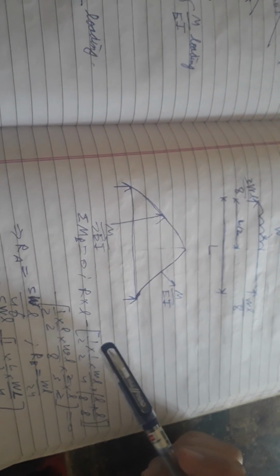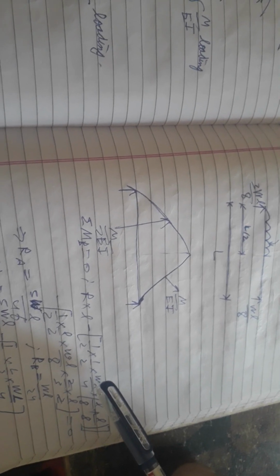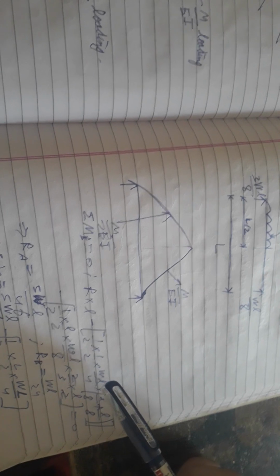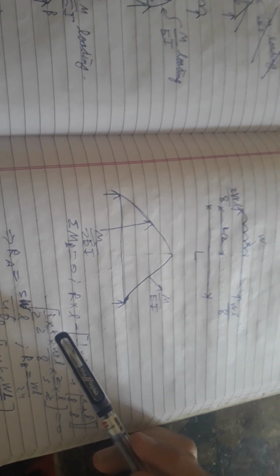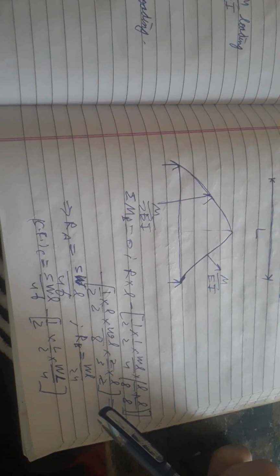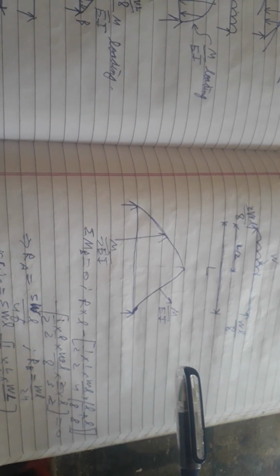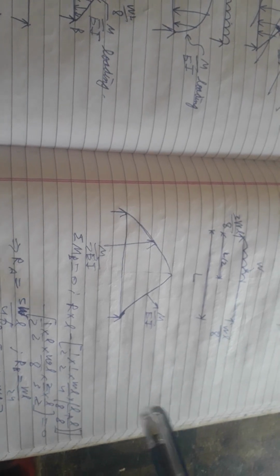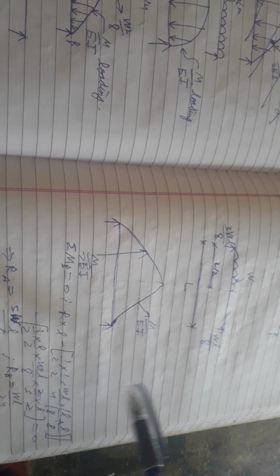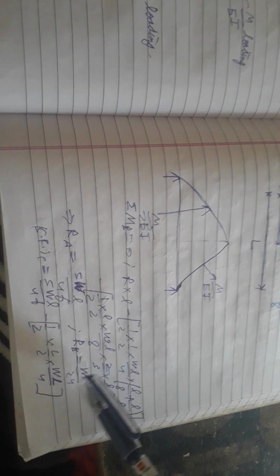Summation MB is equal to 0, which implies R into L minus half into WL by 4 into (L by 8 plus L by 8) minus half into L by 2 into WL by 8 into 2 by 3 into L by 2 is equal to 0. Then what is this? R into L. This can be the reaction which can be upward. Then minus half into WL by 4 into (L by 8 plus L by 8). Then which implies R is equal to 5WL by 46. RB is equal to WL by 24.